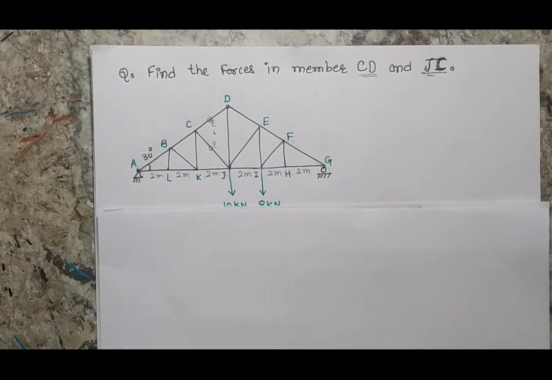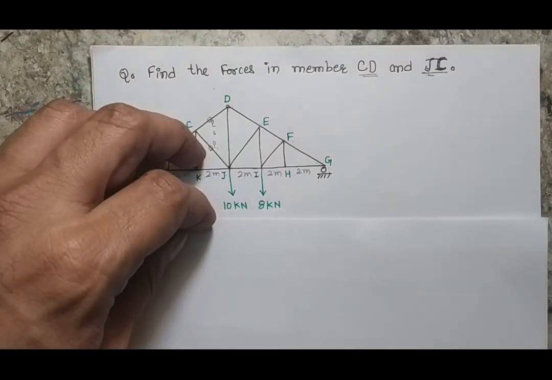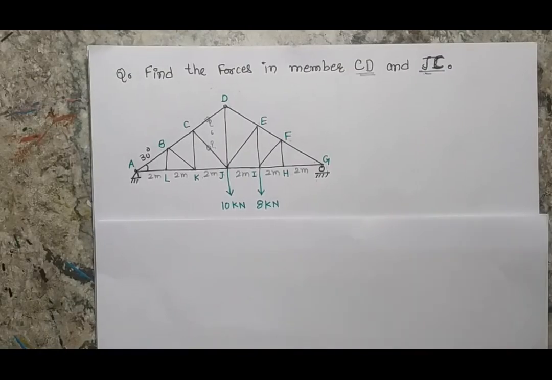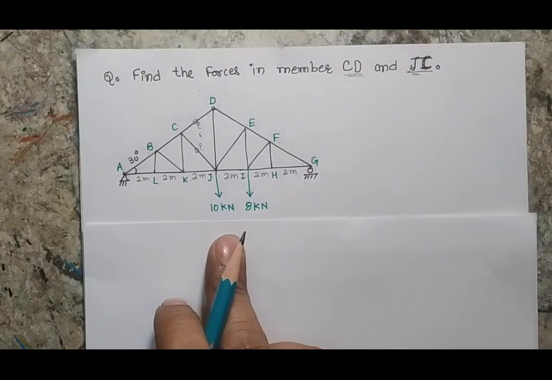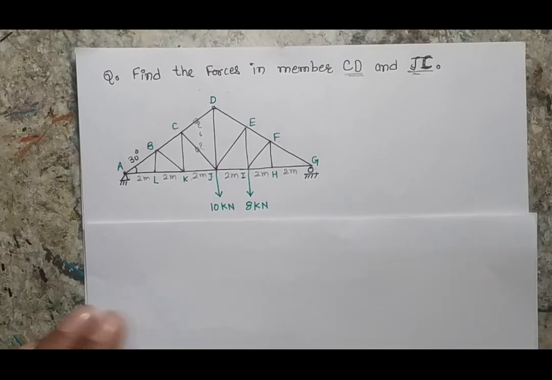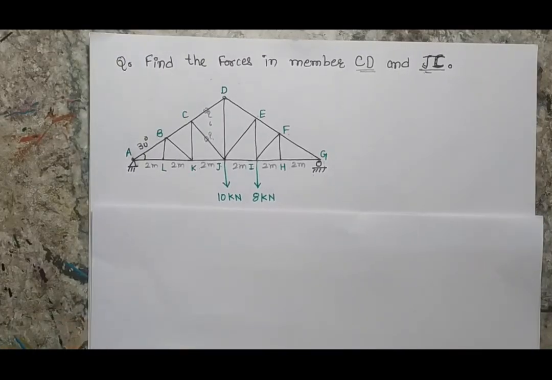So it also saves your time when you are solving a problem in your examinations. If you have more members and more joints, then you have to spend more time. So now let's solve this problem without any delay. Whenever you have a truss problem, you should make some thumb rules. The first thumb rule is to see carefully whether there is any zero force member. If you observe any zero force member, before solving the problem, you should remove those zero force members.